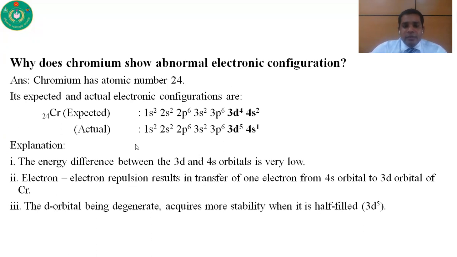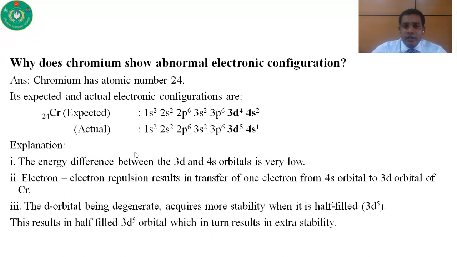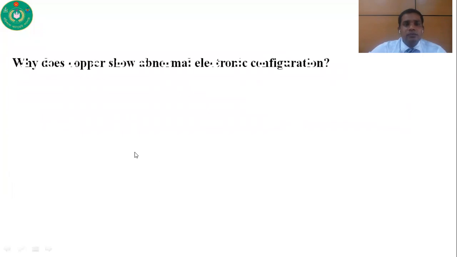As the d orbitals are degenerate, when one electron comes out from s orbital into d orbital, the d orbital becomes half filled. And when d orbitals become half filled or fully filled, they get more stability. As in the case of chromium, the d orbital gets half filled, that means 3d5, so it gets more stability. That's why it shows exceptional electronic configuration.